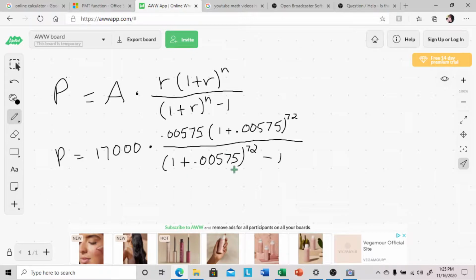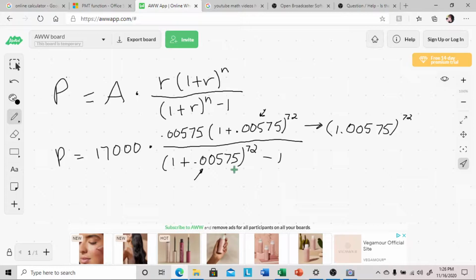Let's begin on solving it. Now we're going to use PEMDAS. Parentheses, exponents, multiplication, division, addition, subtraction from left to right. So do we have parentheses? We do. Let's solve these. It's the same problem in the numerator and the denominator. 1 plus 0.00575 equals 1.00575 to the power of 72.